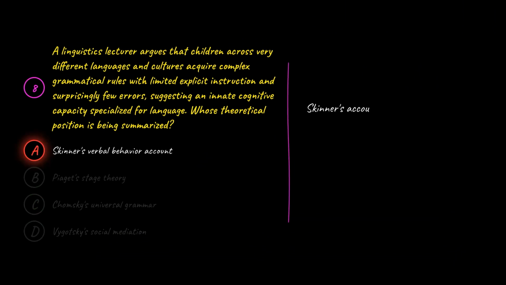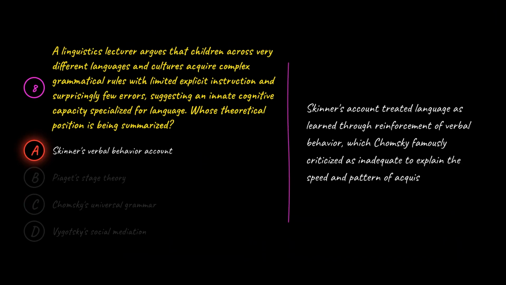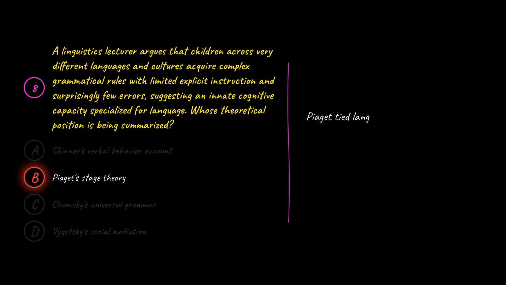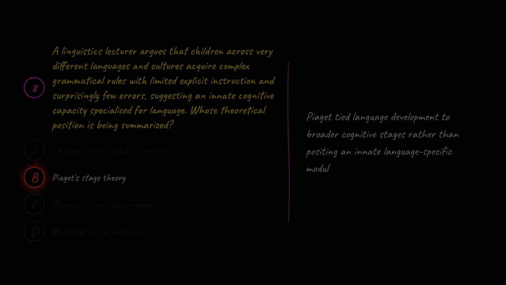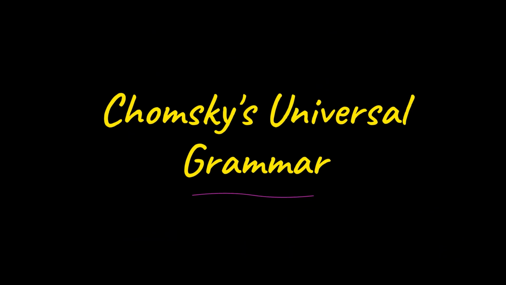because Skinner's account treated language as learned through reinforcement of verbal behavior, which Chomsky famously criticized as inadequate to explain the speed and pattern of acquisition. B is wrong because Piaget tied language development to broader cognitive stages rather than positing an innate language-specific module. D is wrong because Vygotsky emphasized the social and cultural transmission of language, a different mechanism from the innate grammar account being described.